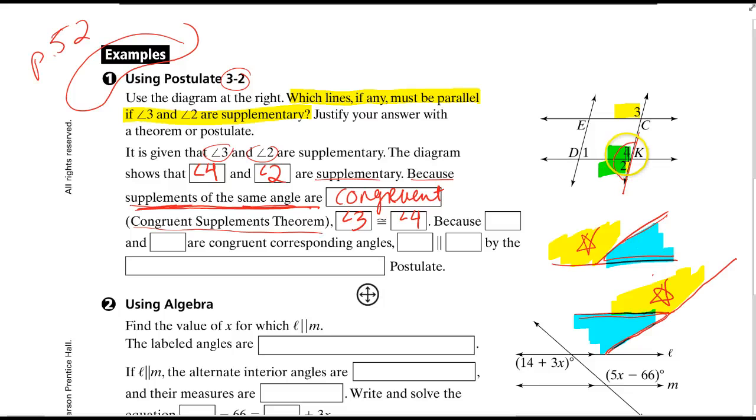Since 2 was a supplement to 4 and 3 was a supplement to 2, that must mean that 4 and 3 are congruent. And you're sitting there saying, Mrs. Mitchell, I knew that. They're corresponding angles. So we're actually proving how we got to this converse of the corresponding angles theorem. Because angle 3 and angle 4 are congruent corresponding angles, this line EC and this line DK have to be parallel.